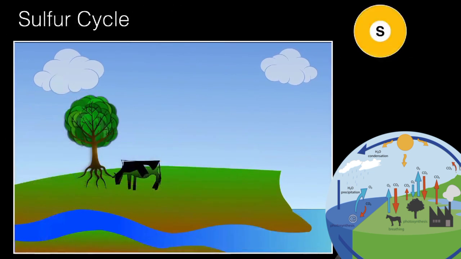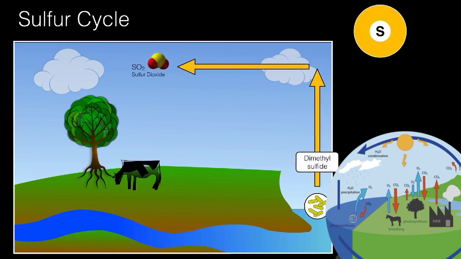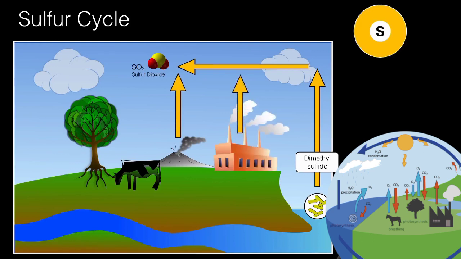And finally, we have the sulfur cycle. The sulfur cycle is going to move from the oceans into the air. We have bacteria that are going to convert that into methyl sulfide, which eventually becomes sulfur oxide or sulfur dioxide. We can also increase sulfur dioxide through volcanism. So volcanoes release hydrogen sulfide, which becomes sulfur dioxide. And then factories are going to release sulfur dioxide as well.